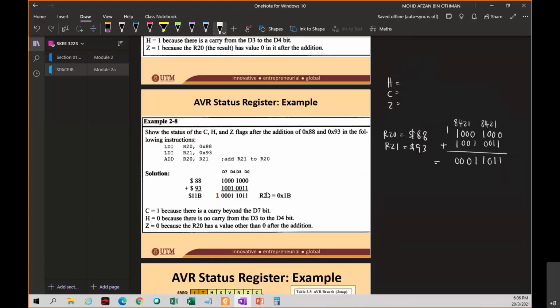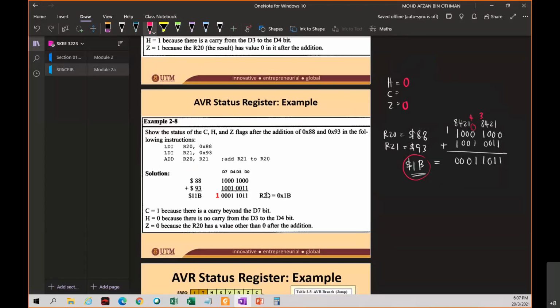Okay. So what is the final answer? The final answer will be 1, 8, 10, 11. 11, what is 11? A, B. Okay, 1, B. Okay, now we going to determine what are the H, C, and Z flag kat sini. So, mula-mula kita tentukan Z dulu. Since Z got value, so Z automatic become 0. What about the H flag? H flag kita kena tengok daripada bit 3 ke bit 4. Okay, since after penambahan tak ada apa-apa carry from bit 3 ke bit 4, so yang ni akan jadi 0.